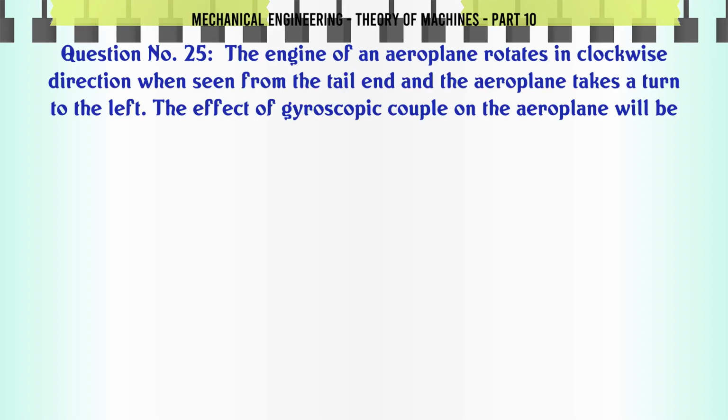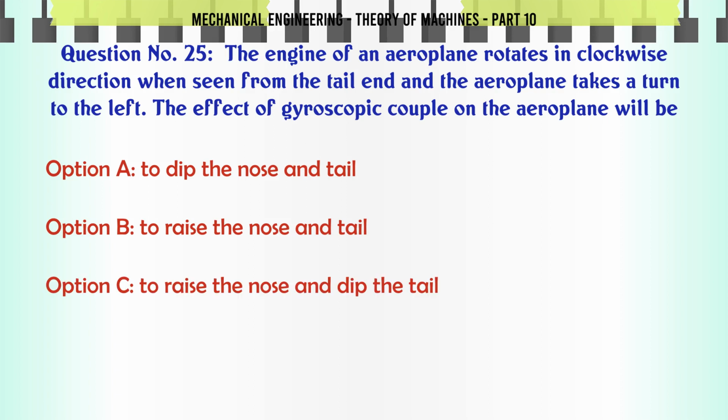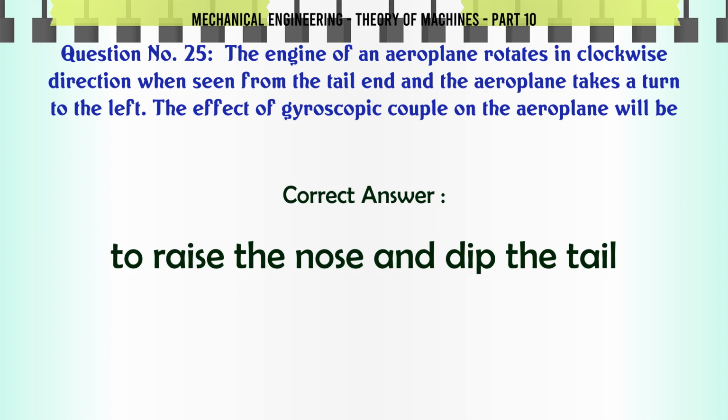The engine of an aeroplane rotates in clockwise direction when seen from the tail end and the aeroplane takes a turn to the left. The effect of gyroscopic couple on the aeroplane will be: A. To dip the nose and tail. B. To raise the nose and tail. C. To raise the nose and dip the tail. D. To dip the nose and raise the tail. The correct answer is to raise the nose and dip the tail.